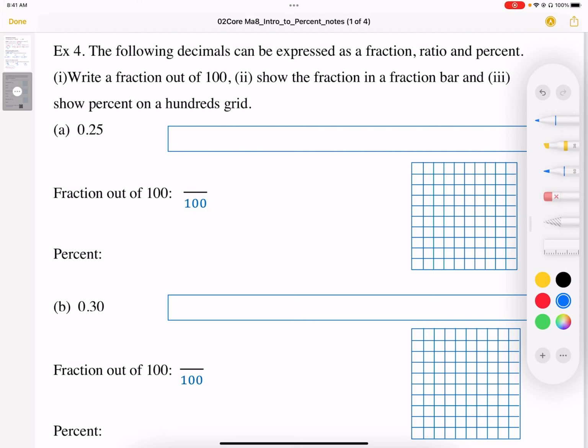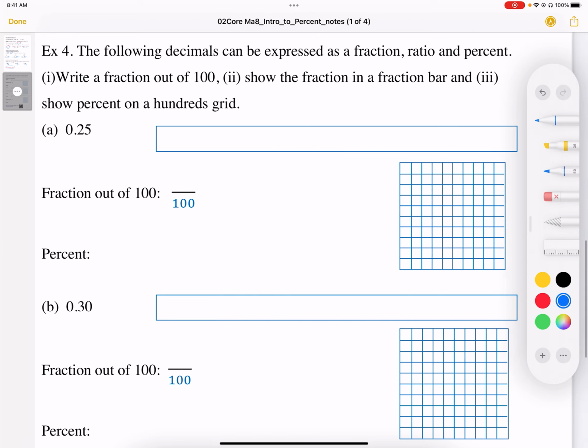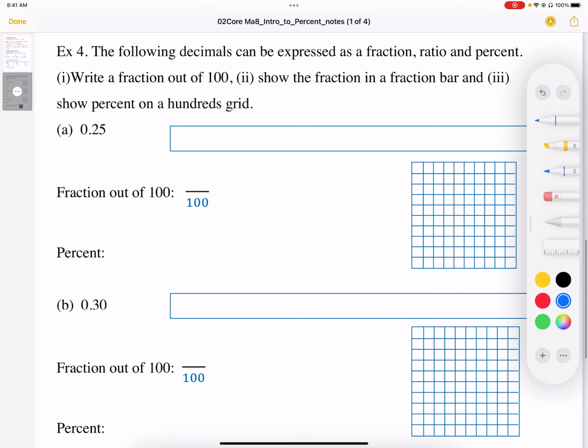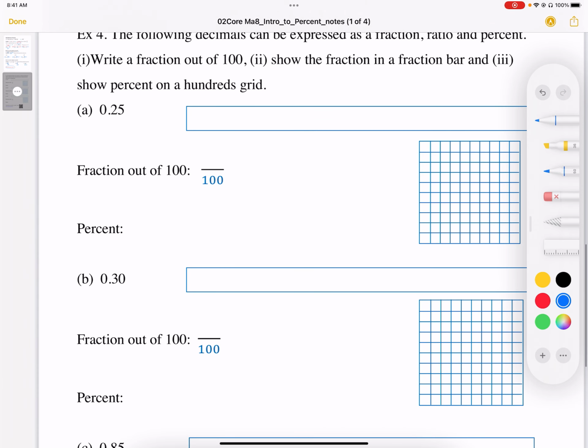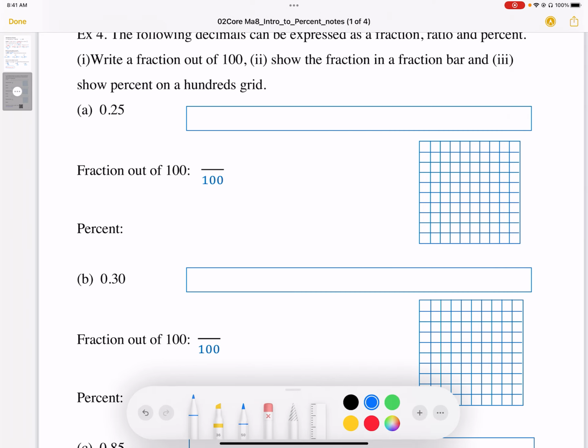For this page, we're just going to show our percentages. We're going to start with a fraction or decimal, and we're going to show that in a fraction bar. And we're going to then show this as a fraction out of 100 and also on the hundreds grid and as a percentage.